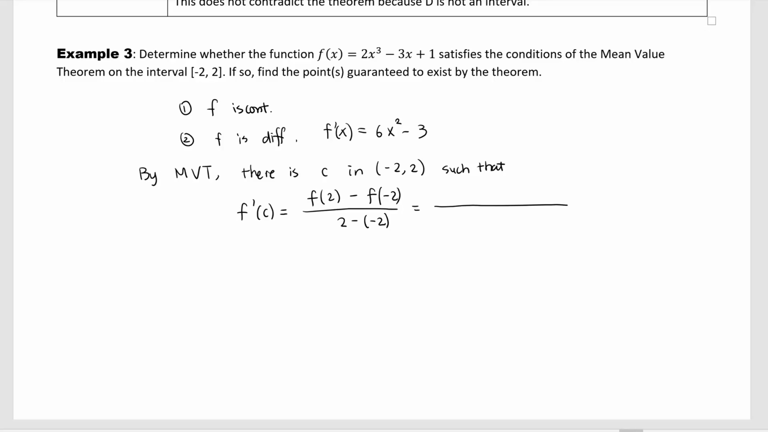Well, f of 2, that means you plug in the 2 into our original function f, right? So we plug in the 2 there. Okay, so we're looking at this. 2 times 2 cubed is 8, minus 3 times 2, plus 1. And then we subtract this guy. So we plug in -2 there. So -2 cubed is -8. -2 times -3 is positive 6, right? And then we have plus 1.